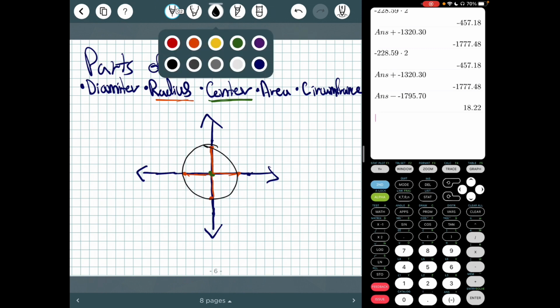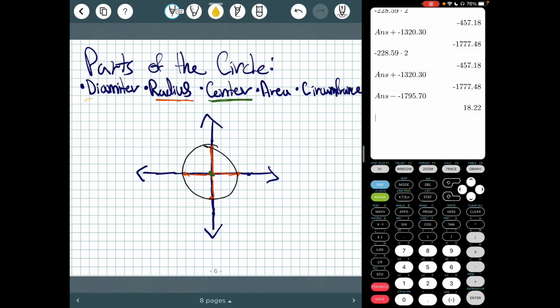So the diameter is 2 times the radius. It could be from here to here, that's a radius, but it can also be from here to here. Remember, the radius is still 3 from here to here, because that's the definition of a circle. So diameter is 2 times radius, from one point on the circle to the opposite point on the circle.